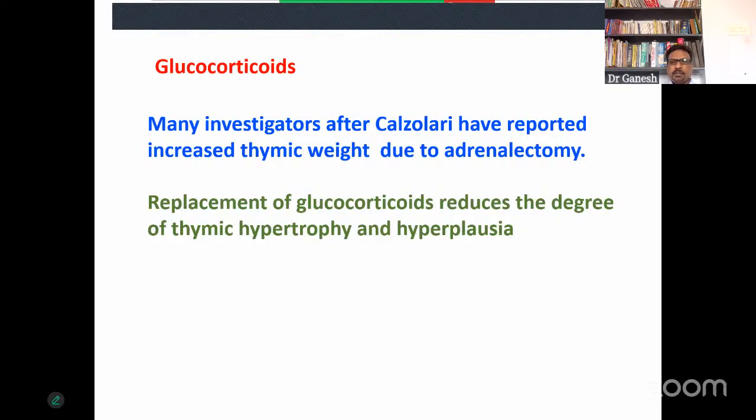Many investigators have reported increased thymic weight due to adrenalectomy, because the adrenal gland is a source of the glucocorticoid. Once this glucocorticoid supply is cut, the thymus gland is known to exhibit enlargement. If there is a replacement of the glucocorticoids in adrenalectomized individuals, the thymus will again undergo hypertrophy as well as hyperplasia. This is in the case of adrenalectomized animals followed by glucocorticoid replacement. Hypertrophy means enlargement of the thymus gland. Hyperplasia means an increased number of cells in the thymus gland.